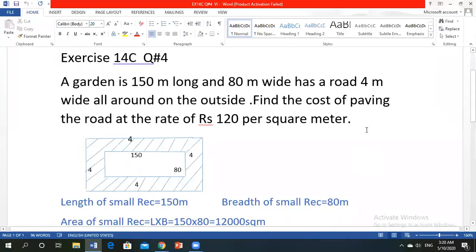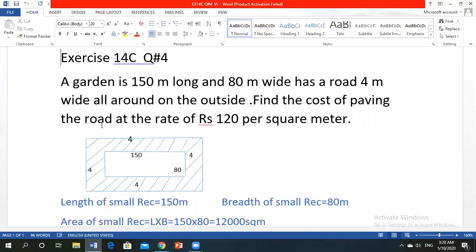In this question, we have to find the cost of paving the road. You have noticed that they are asking about the cost of paving the road and they are not telling us the area of the road. How can we find the cost of paving the road if we don't know the area of the road? So first we have to calculate the area of the road, then we will find the cost of paving the road.